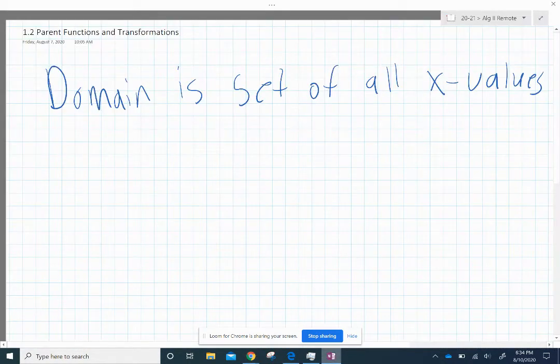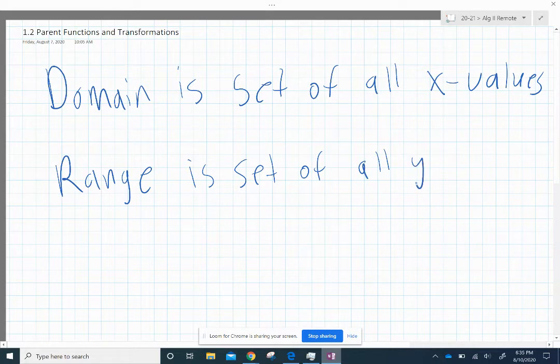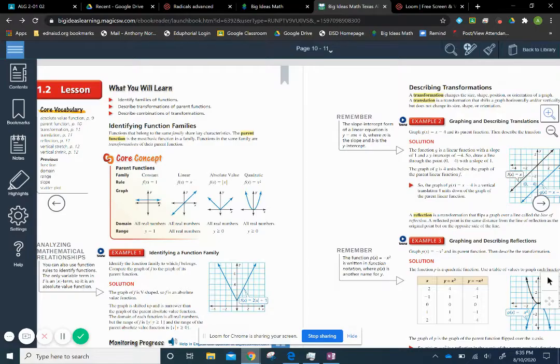The next one we have is range. Domain is the set of all x values. Range is the set of all y values. Make sure you get that noted. It's going to be very important later. So range here, remember earlier I said for the constant function, the answer is always the same. So the range will equal, no inequality, it will equal whatever number touches the y-axis. We also call that our y-intercept.